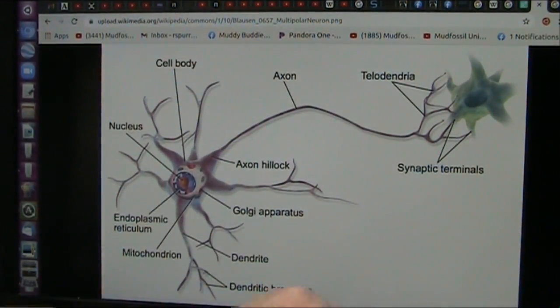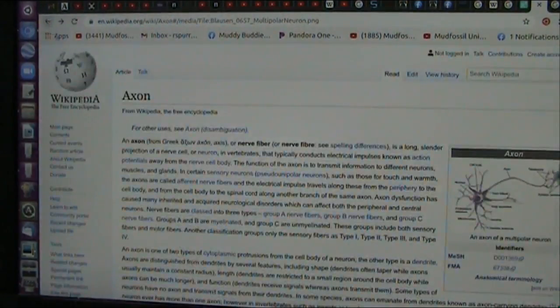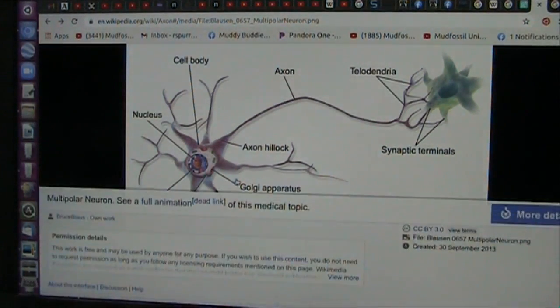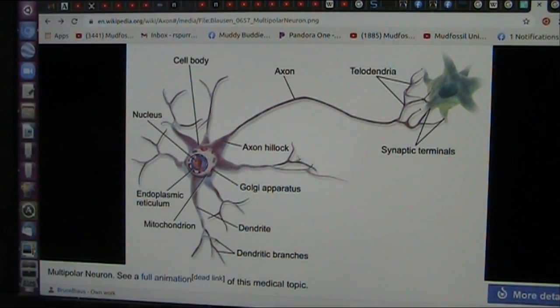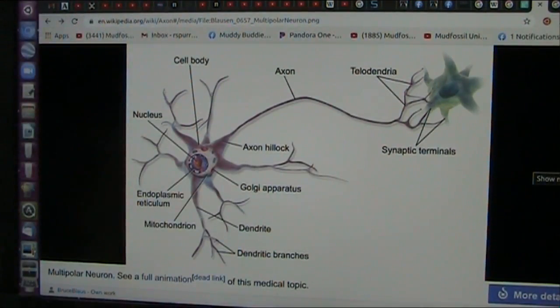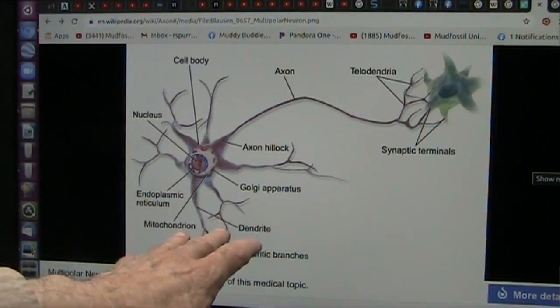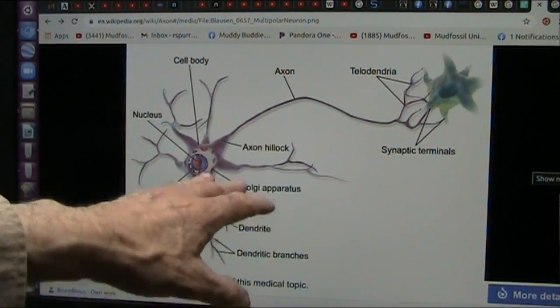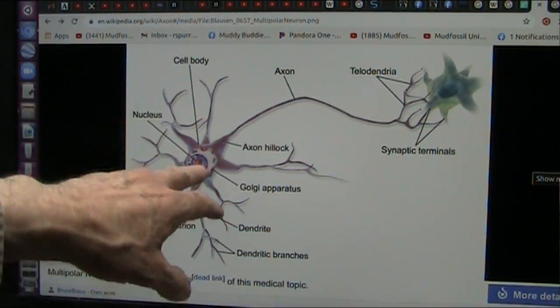Now, I am going to show you, this guy did an absolutely fabulous job. Let's see if we can find out who we got here. Well, actually, this is on Wikipedia, but it's absolutely fabulous. This shows, and you can look up all these different things, the Golgi apparatus, the nucleus, and of course they all have a nucleus.